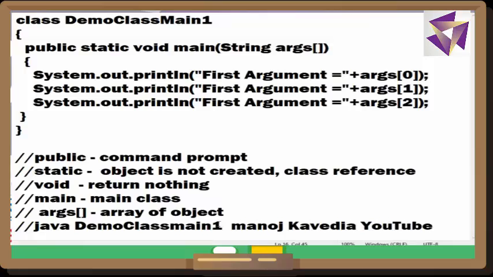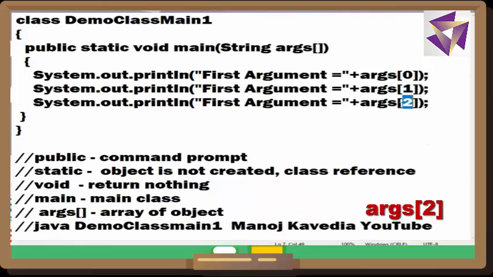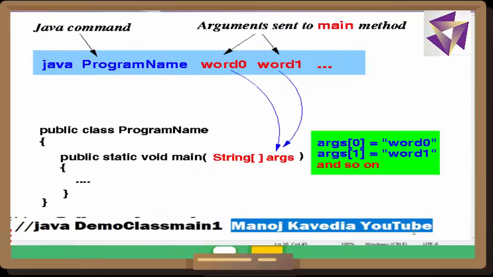Fine. So now what will happen? This Manoj is the first argument from the command line. This will be given to args of 0. Kavedia, after the space, it will be given to args of 1. And then YouTube, it will be given to 2. So in this way you can write Java compiler. So these 3 are called as command line arguments.